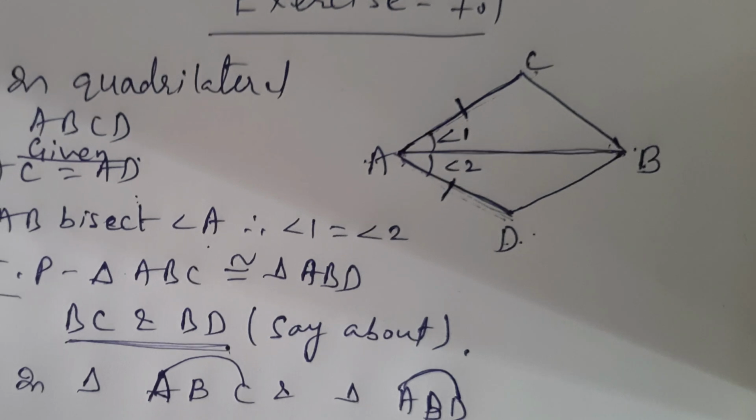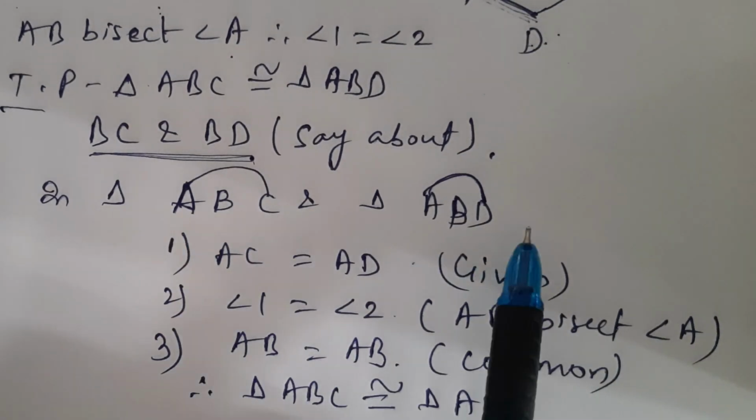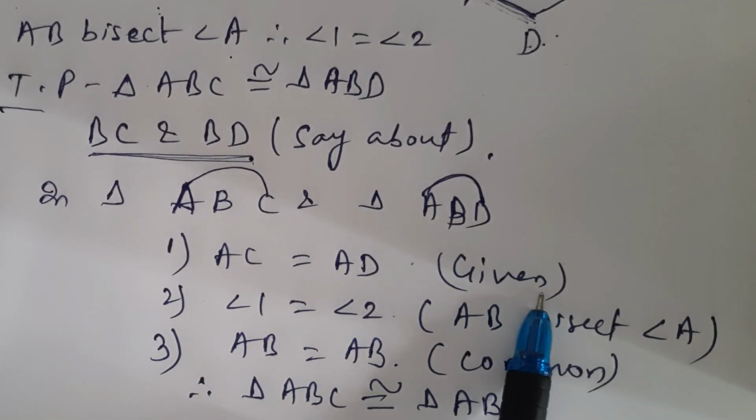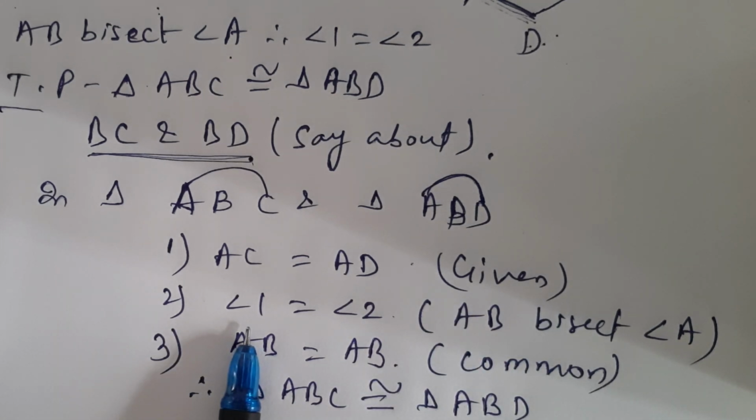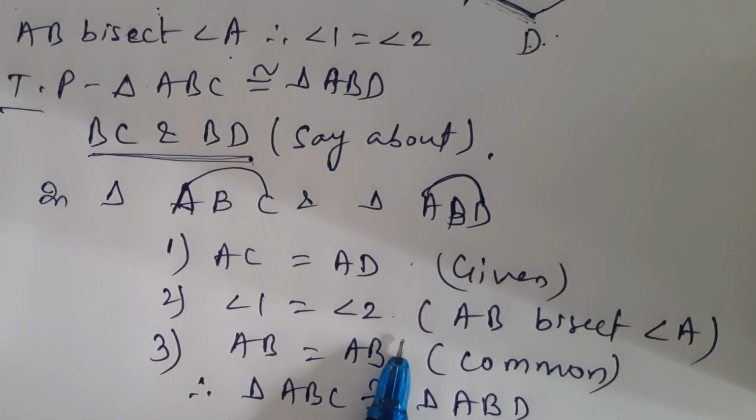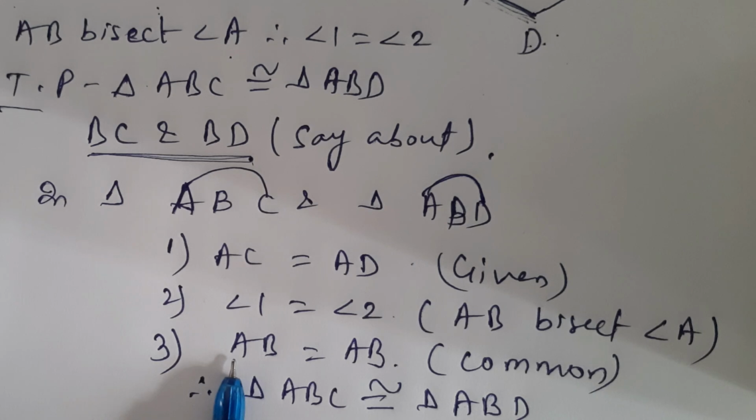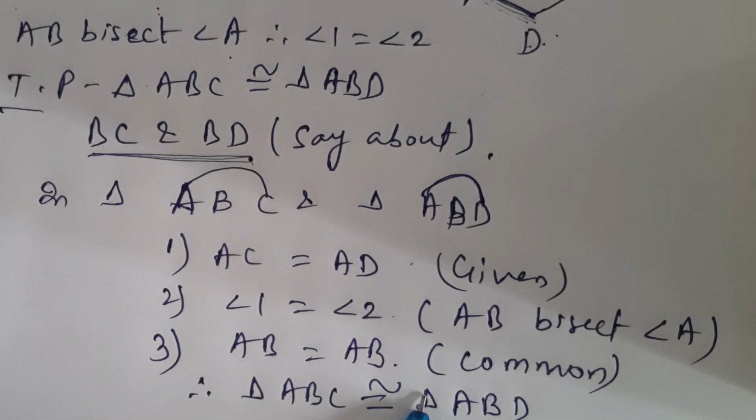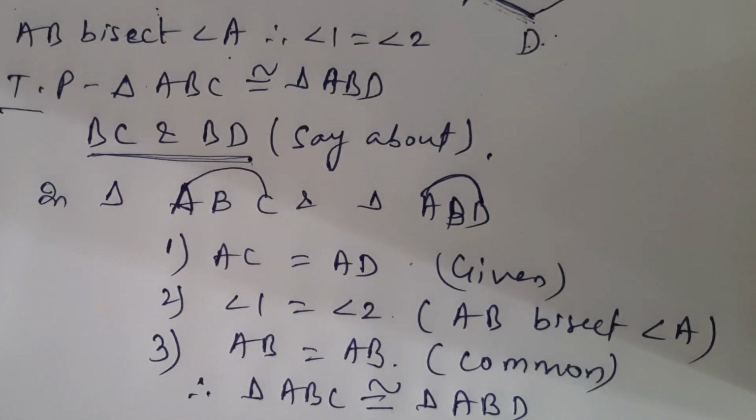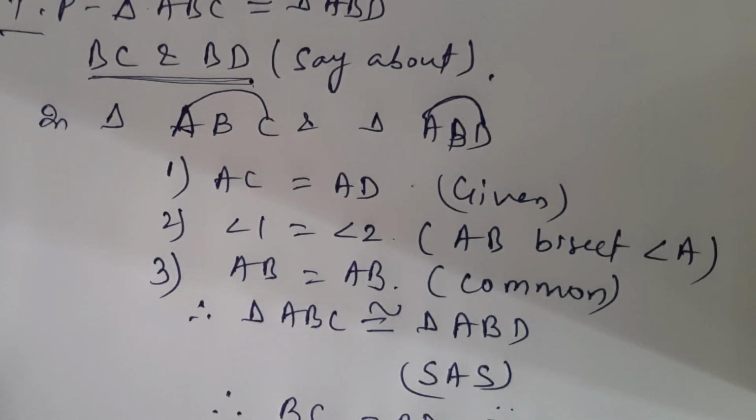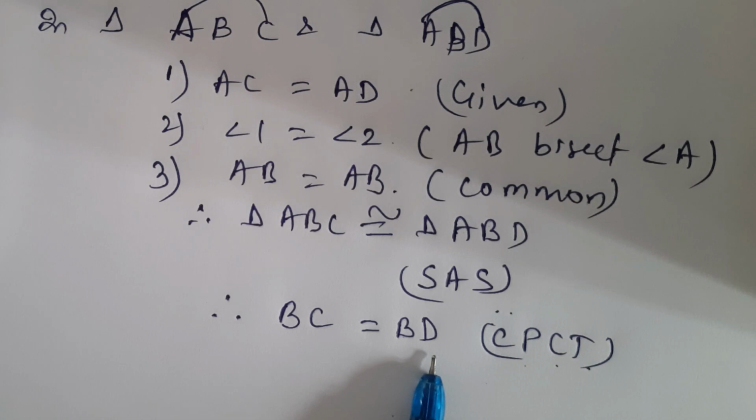So we started with the solution where we took both the triangles and the first side given was AC and AD equal. Next AB is bisecting angle A, so we made angle 1 equal to angle 2, and the third one AB is equal to AB, that's common. So from that we proved that both the triangles are congruent by SAS congruency. As the triangles are congruent, their corresponding parts will be equal, which we show by CPCT.